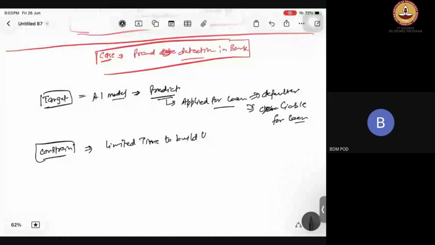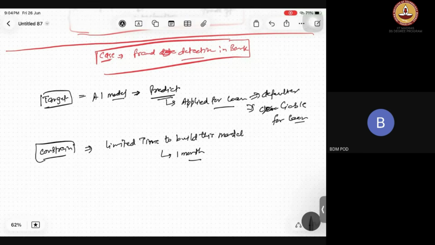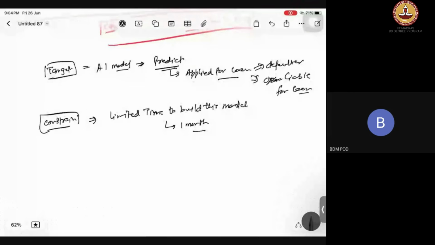What are the constraints we have? The first constraint is that we have limited time to build this model. Suppose we have 1 month to build this model. In 1 month, we need to build this model. This is a constraint from the bank side, when they have given us this project. They have a constraint of 1 month.